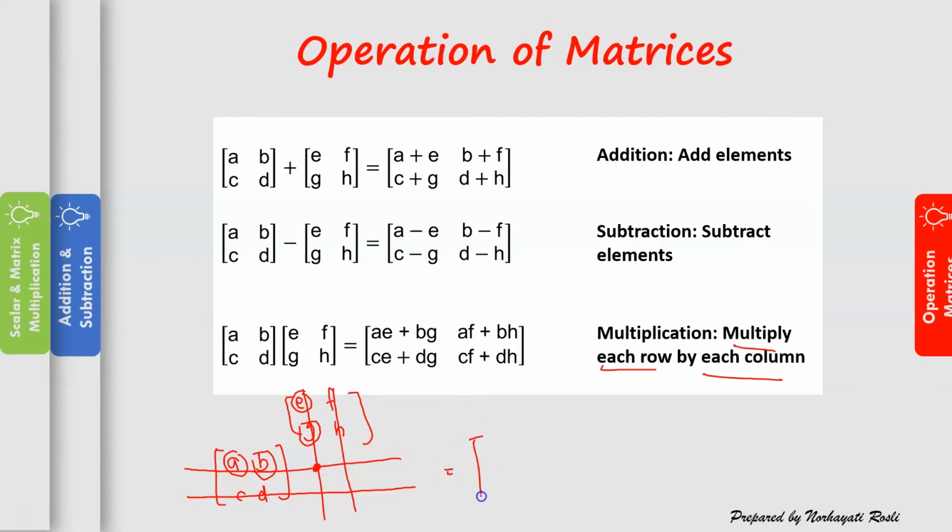Means that we will have here AE plus BG. And then for here, this A times F plus B times H. So we will have AF plus BH. The next element, C times E plus D times G. We will get this element. And the last one, C times F plus D times H. So here CE plus DG, and here the last element CF plus DH.